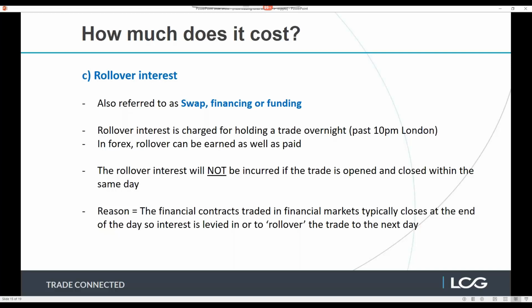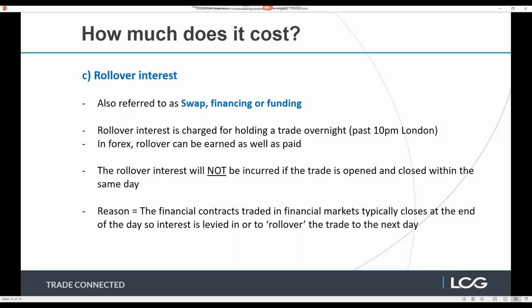And now in Forex, it's worth noting that the rollover can be both earned as well as paid. So it's not always a cost to you when it comes to Forex trading. Just as a quick one on this, without going into too much detail, it's quite elaborate, and to be honest, LCG don't even do this ourselves. We are given a rollover cost from the banks. Quite where it comes from is a bit esoteric. It's based on overnight financing rates, LIBOR and all sorts, risk factors in the market, etc.